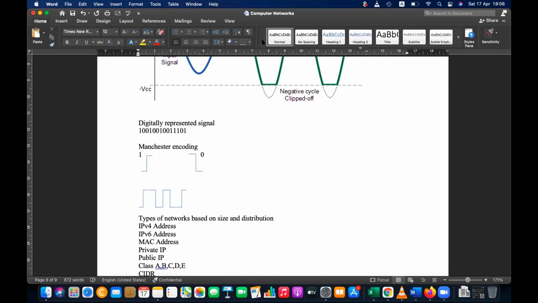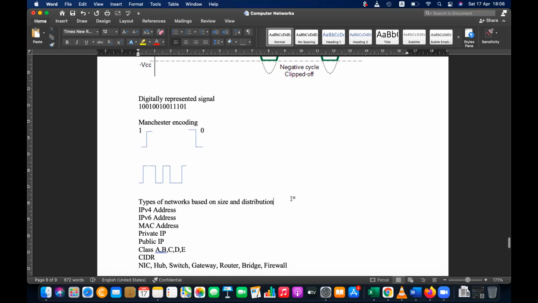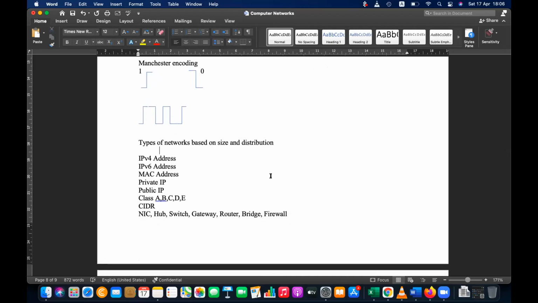Okay, so quick answers for these things. What are the types of networks based on size and distribution? How can we divide networks? What is the smallest one? It's called PAN, or personal area network. If you don't know, please write it down. Personal area network, that is basically in your personalized area, in your own area.